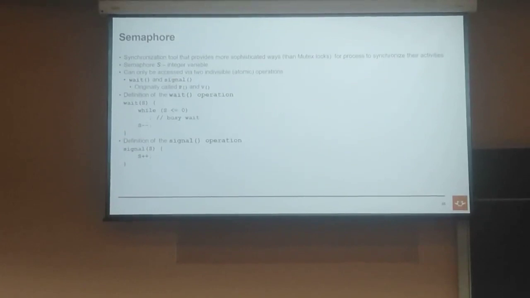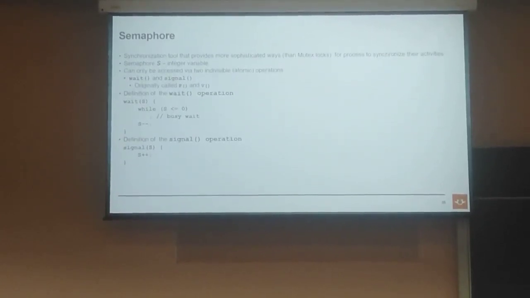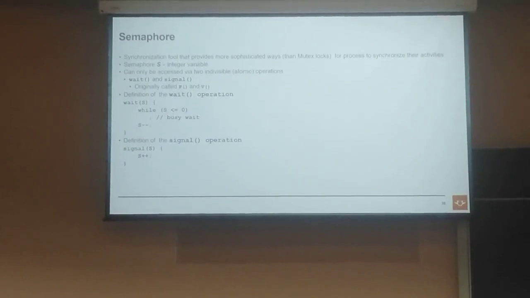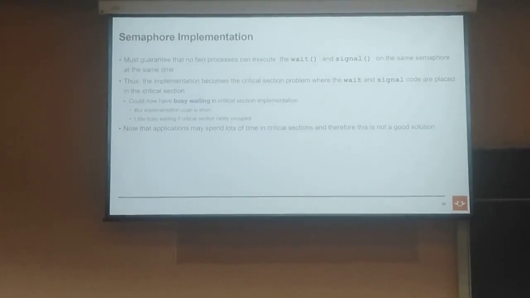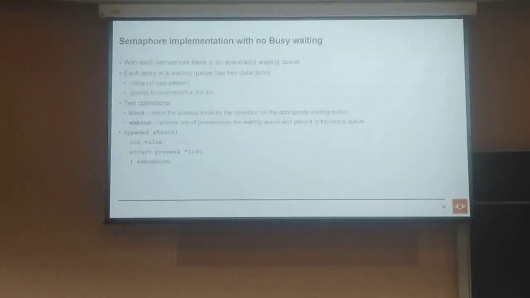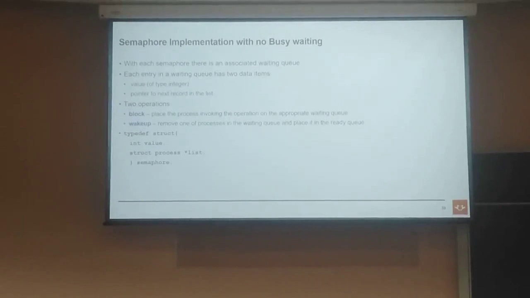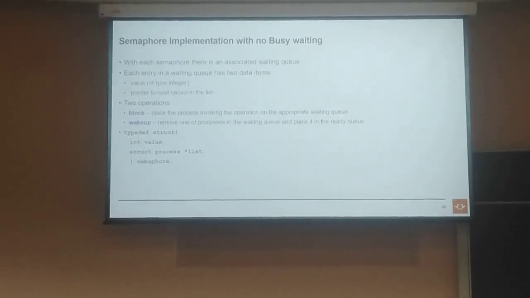Another type of semaphore we discussed was what we called the busy wait semaphore, which was the first one that was described here, the wait and the signal one. And then we described another type of semaphore, which was the non-busy wait one. So, with no busy waiting.